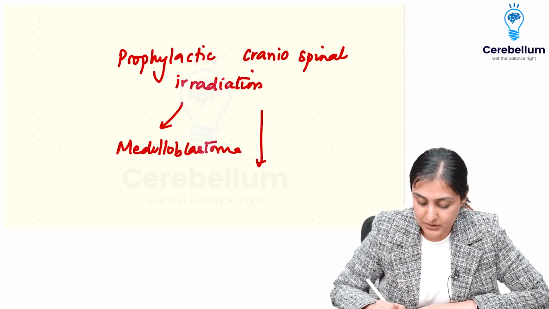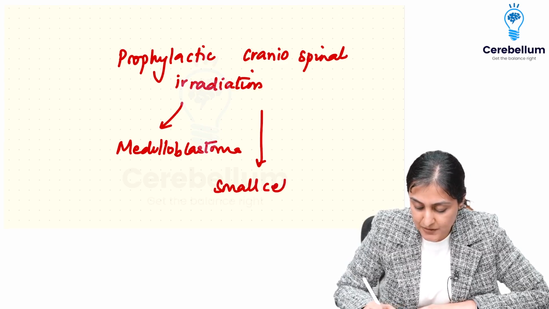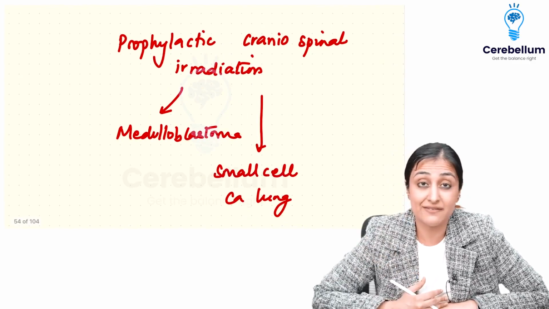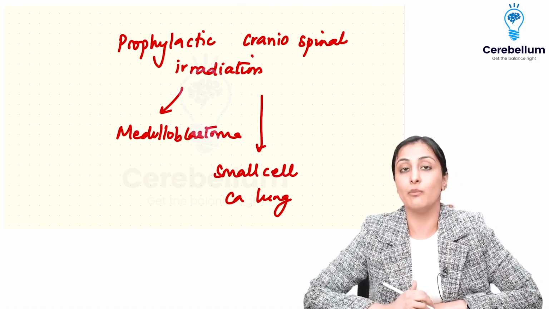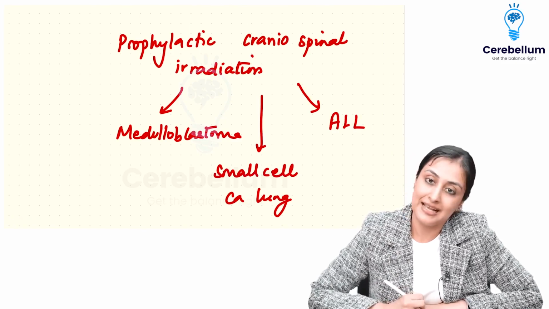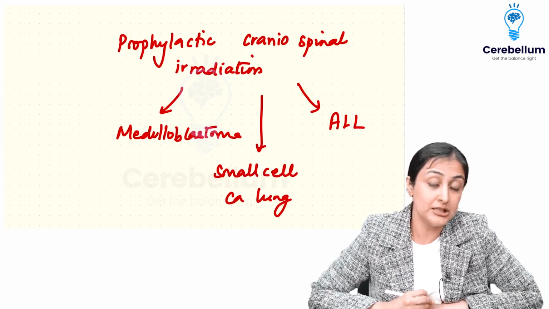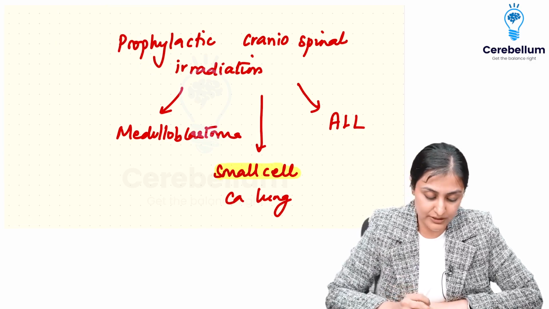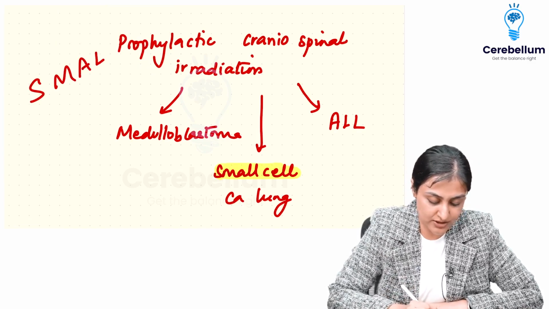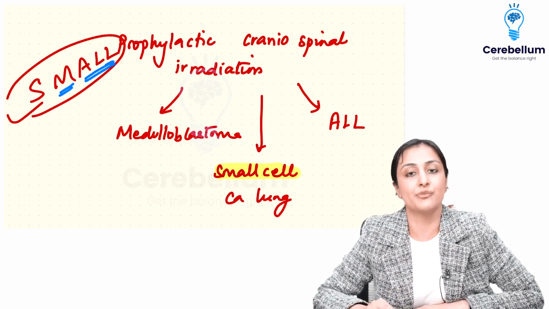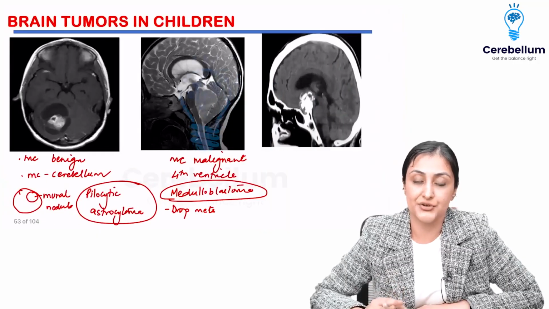The second example is small cell CA lung. Small cell CA lung tends to have high propensity of invasion. It's a very, very aggressive tumor with most common aggressive hematogenous metastasis. And we have ALL. ALL also tends to have craniospinal metastasis. So actually everything is there in the word small. If you just remember small, you are sorted. So S is small cell CA lung, M for medulloblastoma, ALL for ALL. Yeah. So if you remember small, everything is done here.